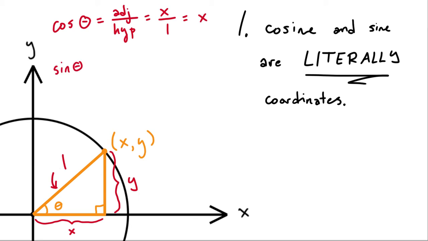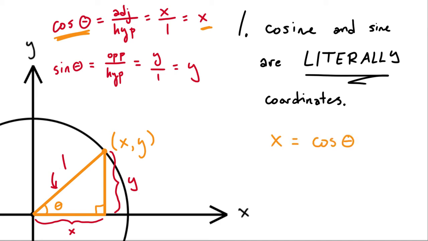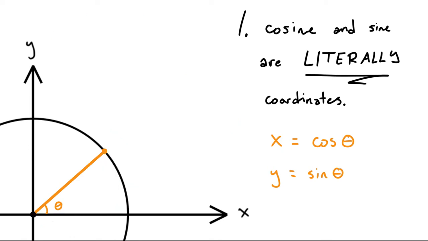Similarly, to calculate sine of theta, we do opposite over hypotenuse. In this case, the opposite side is y, and the hypotenuse is still 1, so we end up with y over 1, which is equal to y. So what we end up with is one equation that says x is equal to cosine theta, and another equation that says y is equal to sine of theta. Or in other words, these coordinates x comma y we can instead think of as cosine theta comma sine theta. In summary, the line at angle theta hits the unit circle at the point cosine theta, sine theta.